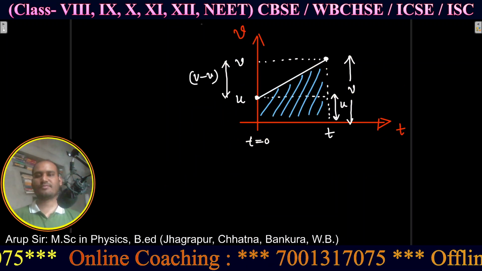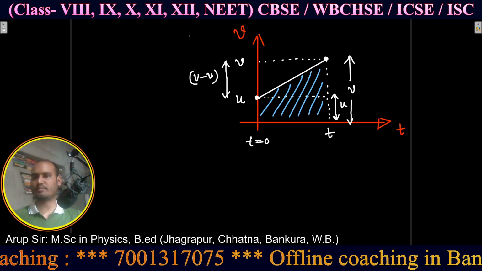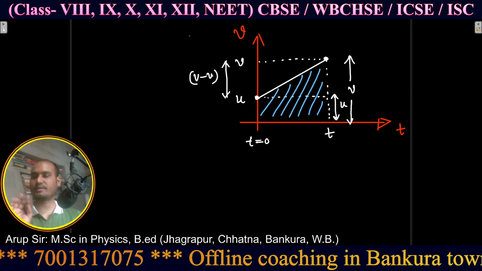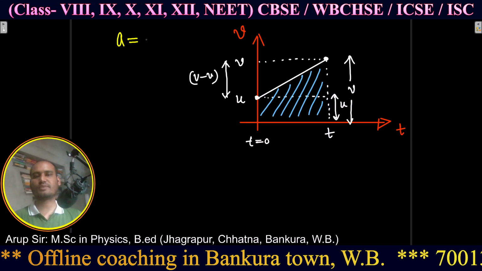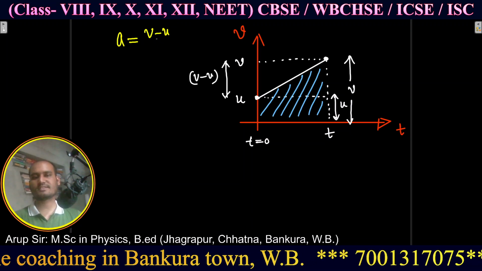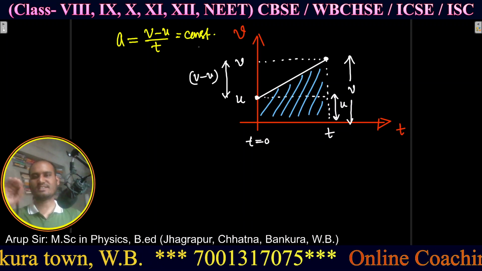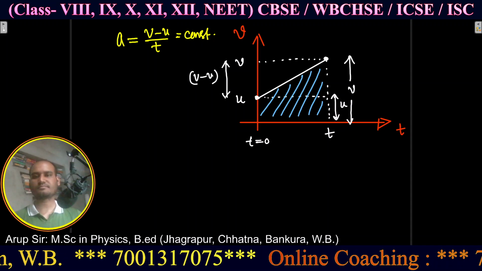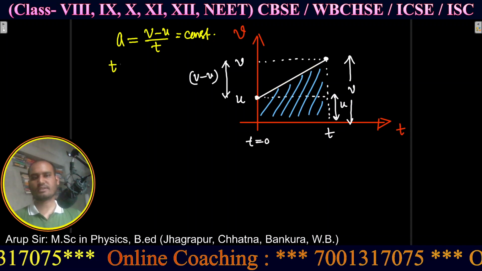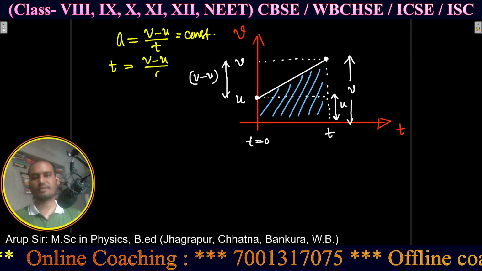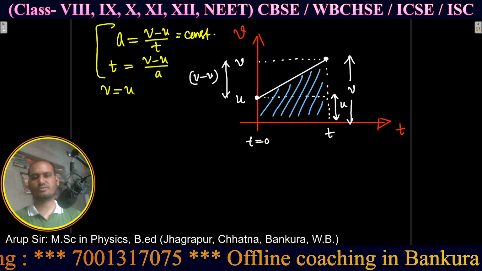Similarly, this is also a vt graph, but here the motion is not uniform motion. It is non-uniform motion because it is moving with some constant acceleration. I have already said acceleration means change of velocity, v minus u, by time, but it is constant, it is fixed for this kind of motion because it is linear, straight line motion. So here you can find t equals v minus u by a after cross multiplying, and also v equals u plus at, right?